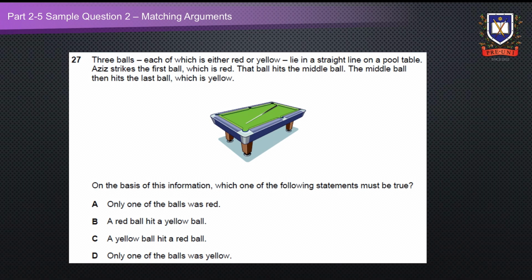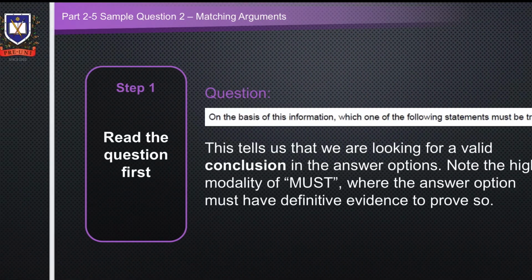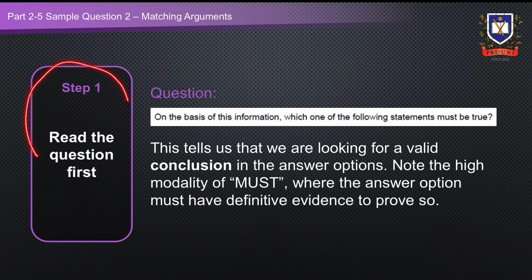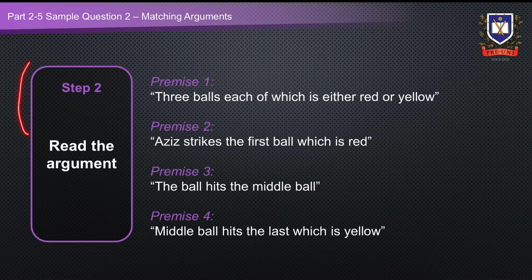Let's use the general approach method to answer this question. The first step is to read the question and determine what it is asking. Since it is asking us, on the basis of this information, which one of the following statements must be true, we are looking for an answer option that correctly fits the logic within the given arguments, presenting no contradictions and inconsistencies. Note the use of the word must, meaning that the conclusion of the answer options must have definitive evidence to prove so.